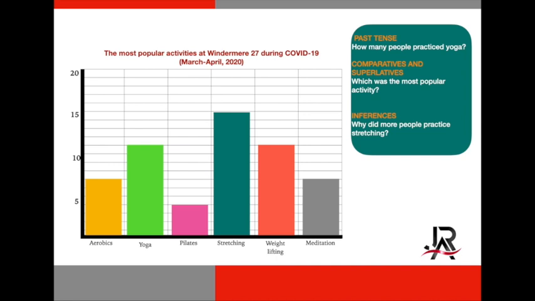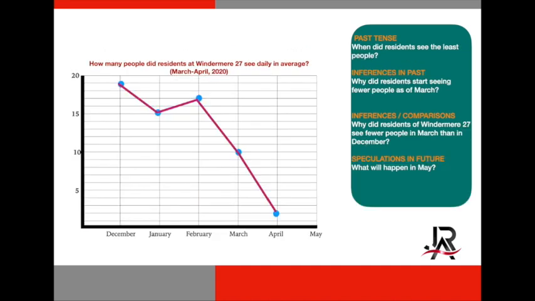In this bar graph, we can practice the past tense, comparatives and superlatives, and inferences. With this other graph, we can practice the past tense, we can ask students to infer in the past, we can also practice comparisons and speculations about the future.